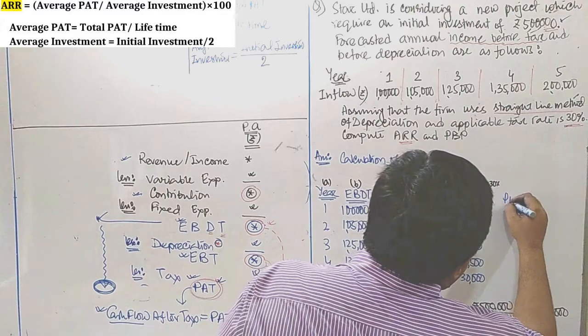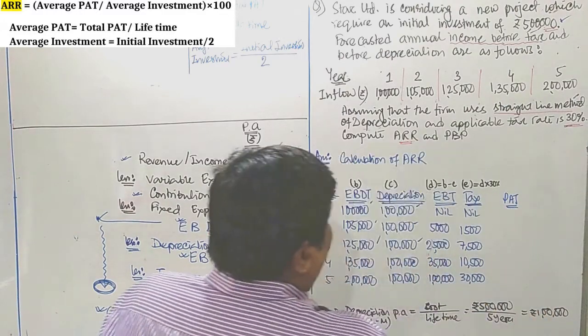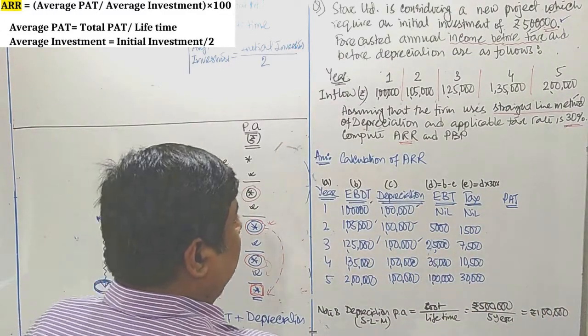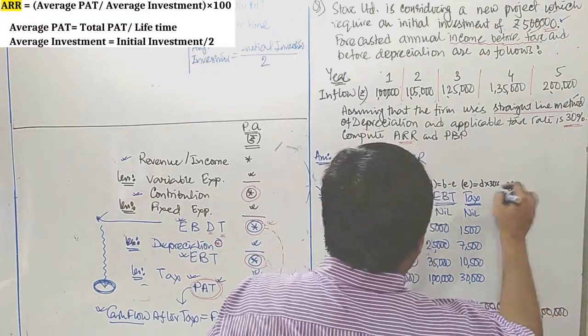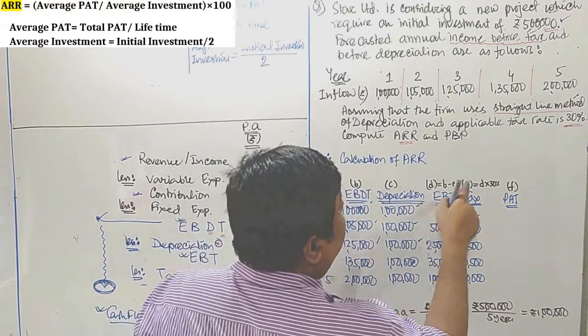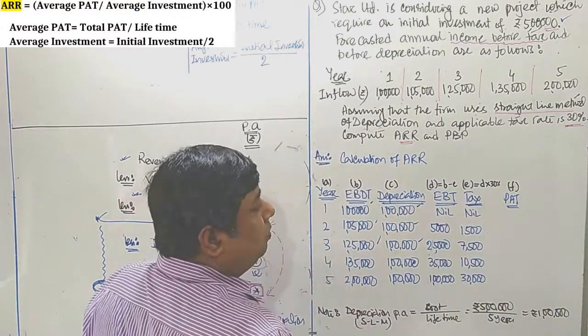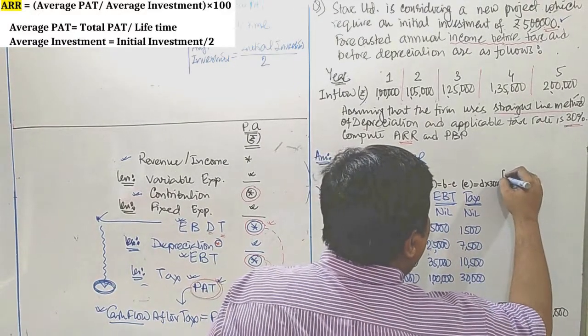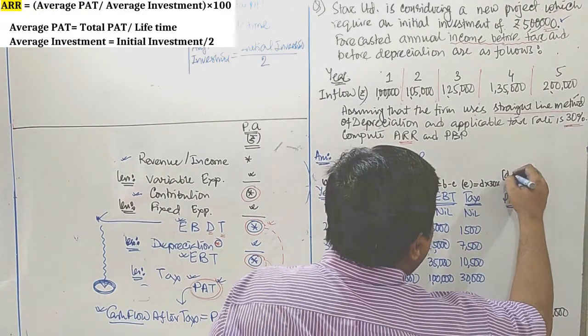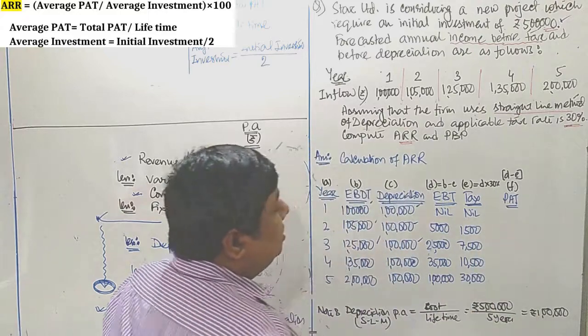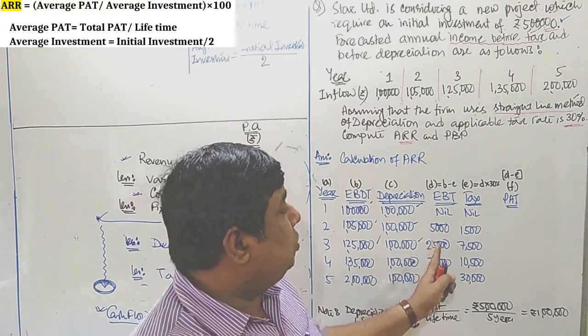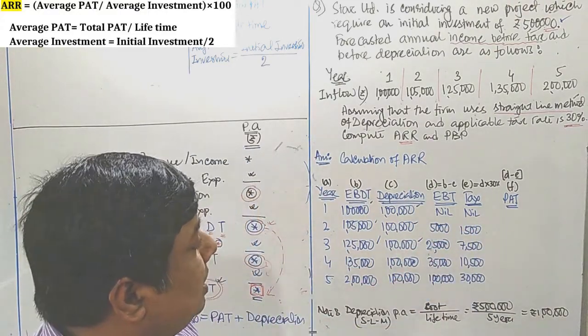Now the final column, the PAT column, I must write here. This is our F column. Look at that, A, B, C, D, E, F. At F column we are going to plot PAT. Now how to get that PAT column? It is basically D minus E. Once you follow that process, D minus E, the PAT will automatically come.